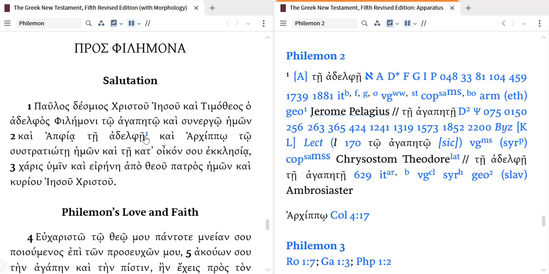So let's look at how UBS 5 will present information. So first off, we see this number 1. This number 1 tells us this is the first variant reading in this chapter.